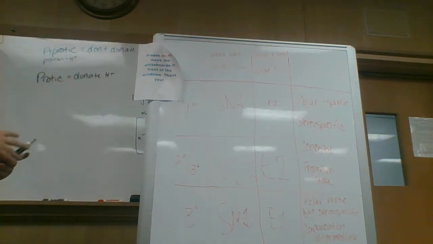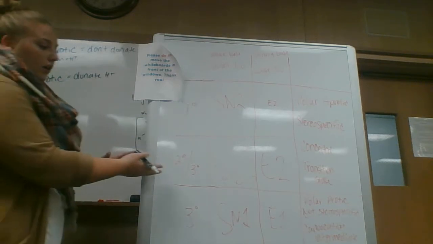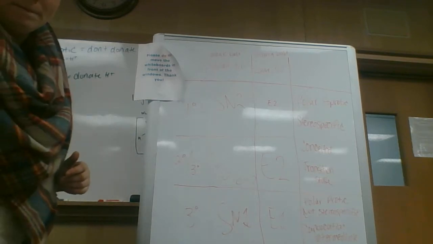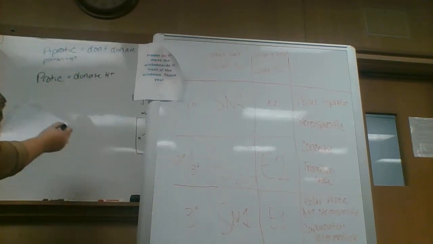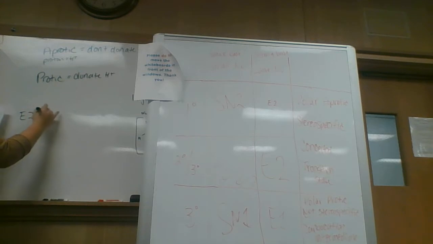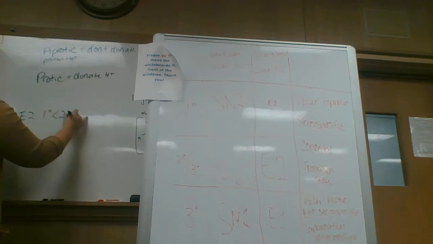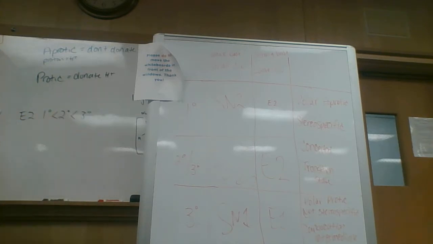I think with E2, what you have to be careful with is if he says, for an E2 mechanism, what classification of alkyl halide would be most preferred? That would be tertiary in that sense. Because tertiary, I had it written up there before. For E2, primary is the least, then secondary, then tertiary. So he could ask about that. This was in his notes.